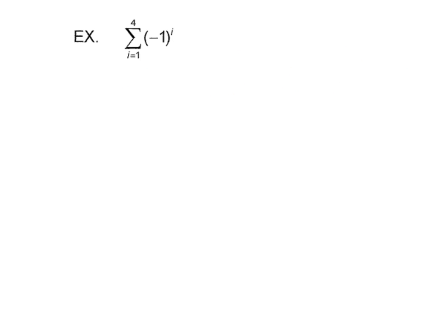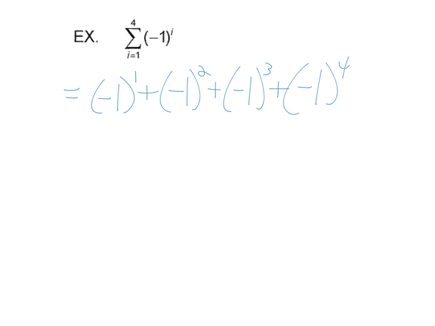Sometimes instead of a k, they might have an i. Really, you could use any letter for that variable. This time we have the sum from i equals 1 to 4 of negative 1 to the power of i. So we start with i being 1, negative 1 to the first, and then you add, i changes to 2, negative 1 squared, plus i changes to 3, negative 1 cubed, and then i finishes at 4. So it's going to be negative 1, plus 1, minus 1, plus 1, which is 0.